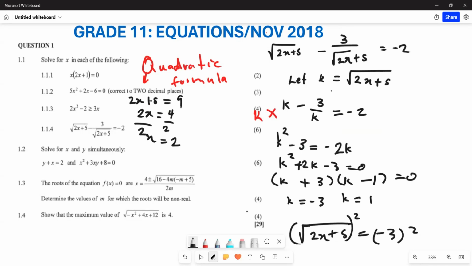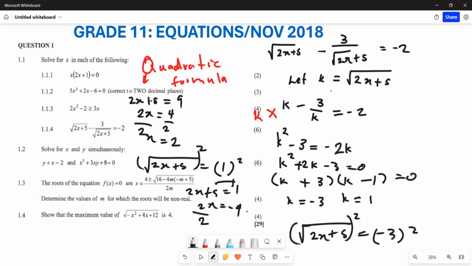The same is true for the other one, where you found k to be 1. You can say root of 2x plus 5 is equal to 1. Again, you square on this side and also on that side. Which means you are having 2x plus 5 is equal to 1, so 2x is equal to, when you take this 5 this side, -4. Then you divide by 2, which means your x is going to be -2.